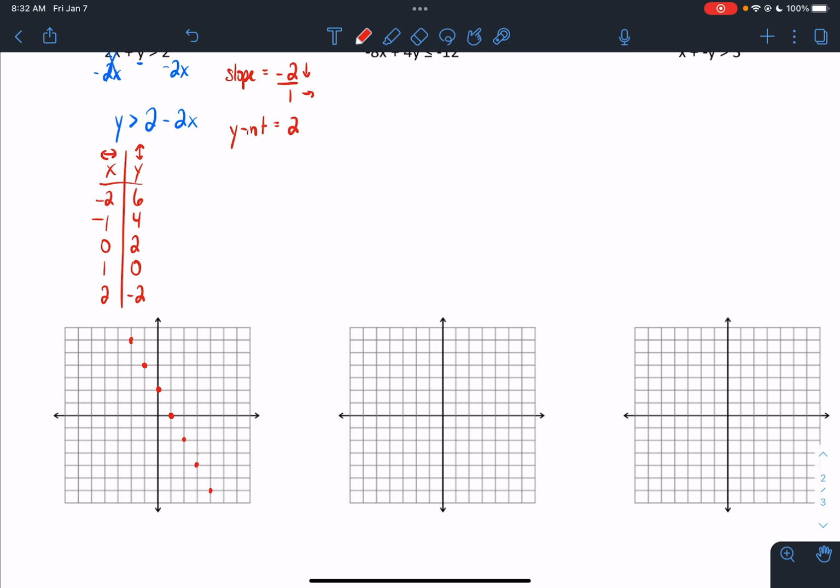down. Negative 2, 6 is left 2, up 6, which is that point right there. Negative 1, 4 is left 1, up 4. 0, 2 is don't go left or right at all, and just up 2. There's my graph. Once I get my points down, now I want to figure out, is this a dotted or a solid line?